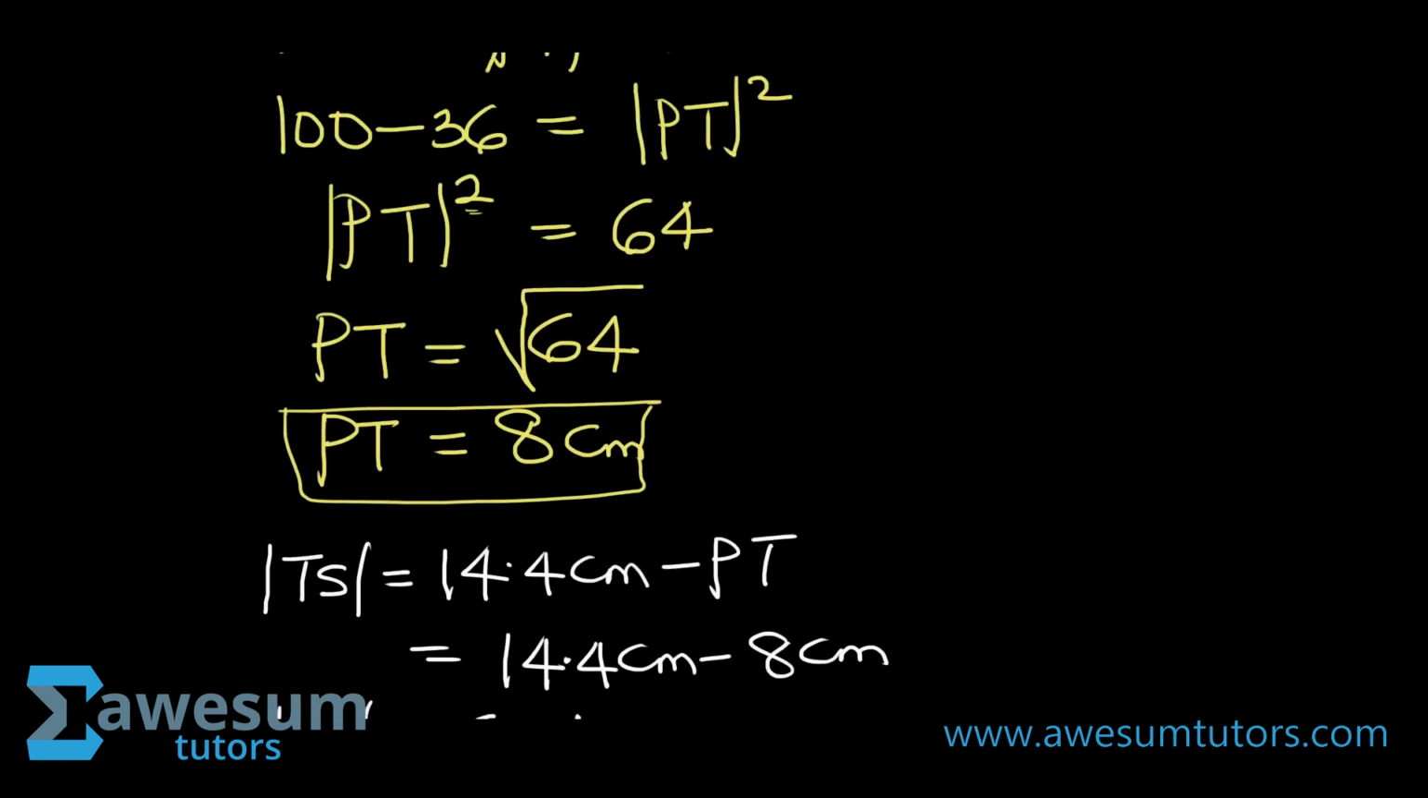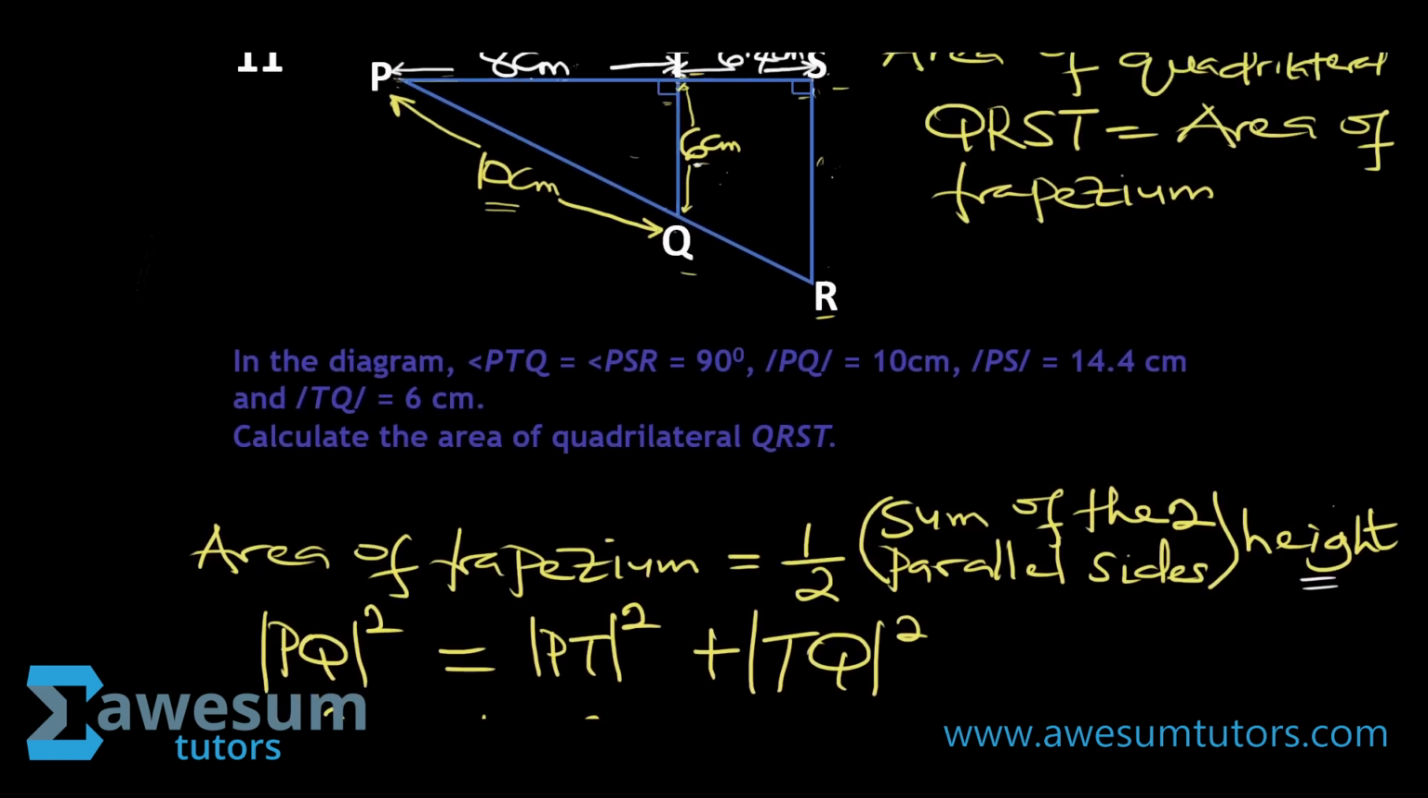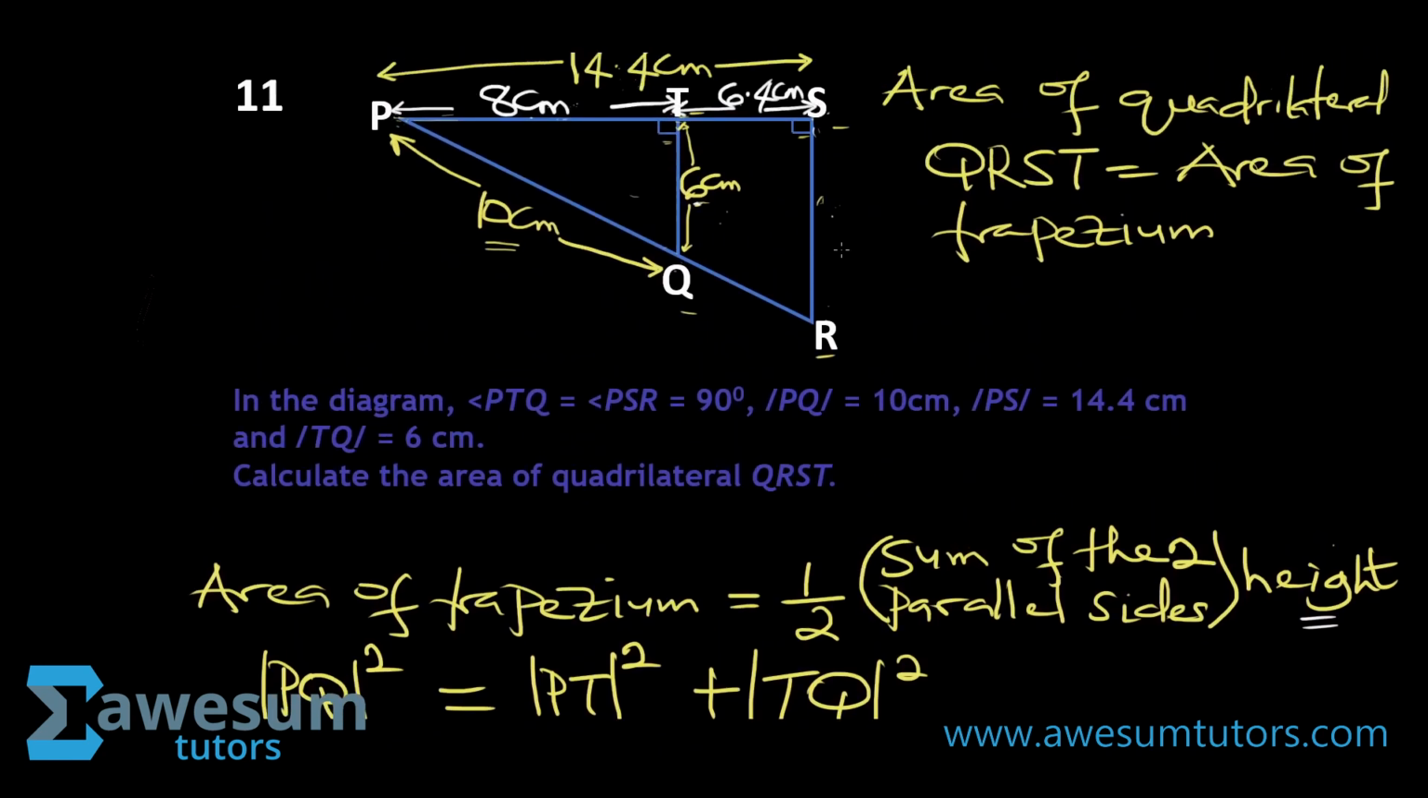Very good, guys, very good. That means we have been able to get this side right now, which is 10.8 centimeters. Very good. And you remember area of trapezium, half bracket sum of the two parallel sides, times height. So now we have the two parallel sides, and we also have our height right here. So now we can find the area of the quadrilateral QRST, which is the area of our trapezium QRST.